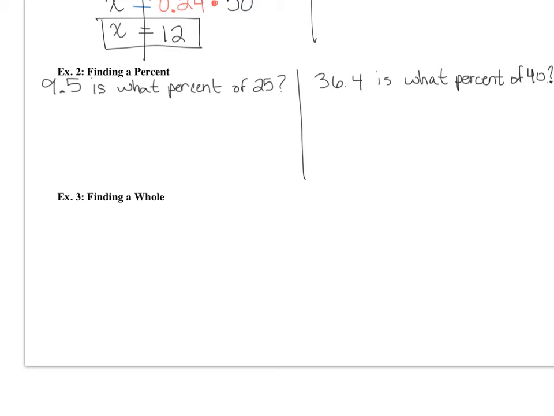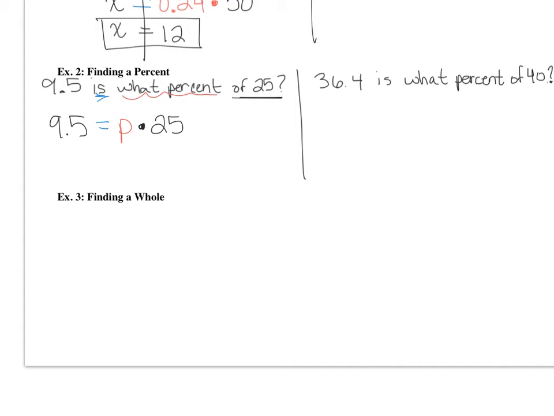The same rules apply. I'm going to read it from left to right and use those key words I mentioned above to translate the problem. 9.5 is just a number, so I'm going to write it down. 9.5 is means equals. What number means what percent means I don't know the percent. Now, since it's a percent, I'm going to use P just to help me out. And then of 25, of means multiplication. And then I have 25. So I have 9.5 equals P times 25.